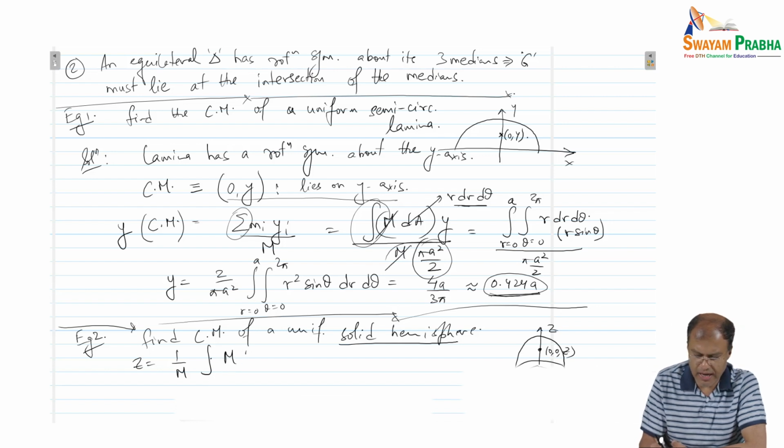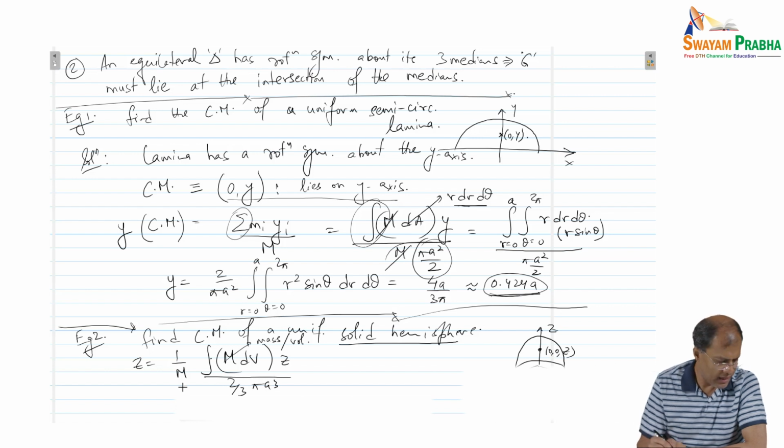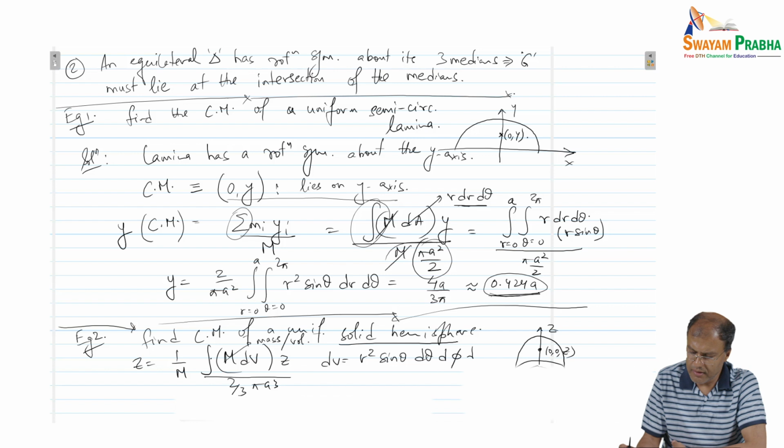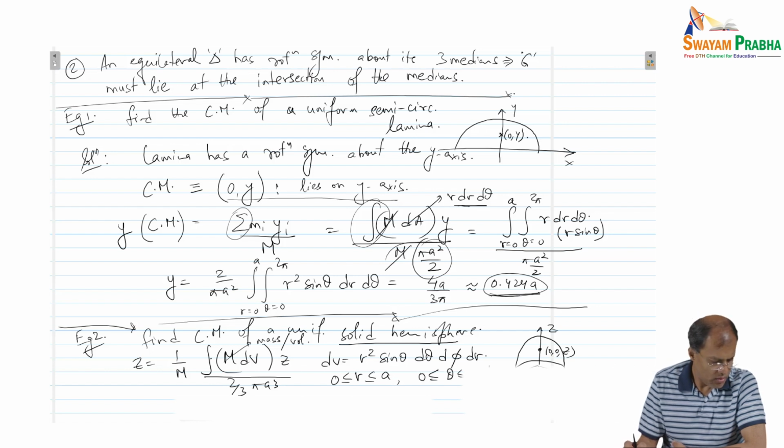So we have integral m dv, that's the mass. Let's say this capital M is the mass per unit volume. So m dv times z divided by the volume of the hemisphere, 2 by 3 pi a cube, and times 1 over m. And we see that dv is r square sine theta d theta d phi dr, right? And r is from 0 to a, theta is from 0 to pi by 2, and phi is from 0 to 2 pi.